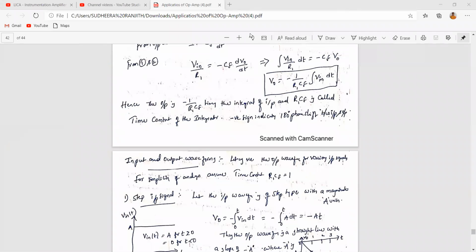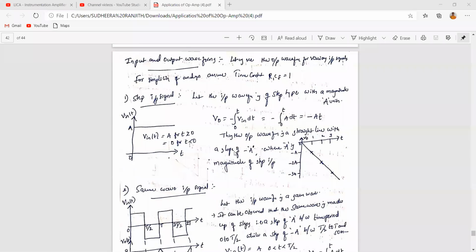If R1 CF equal to 1, V0 equals minus of integral of Vin dt. Minus is nothing but a 180 degree phase shift. Is it clear? So now we'll apply various input signals.